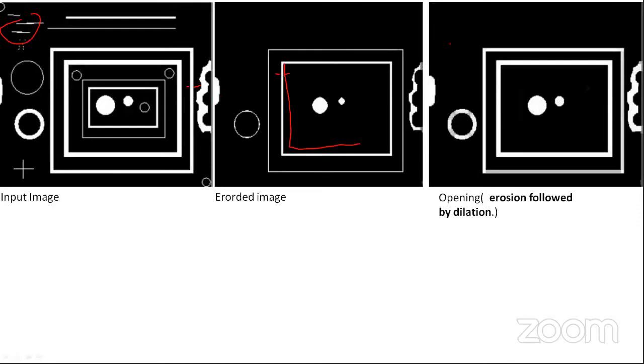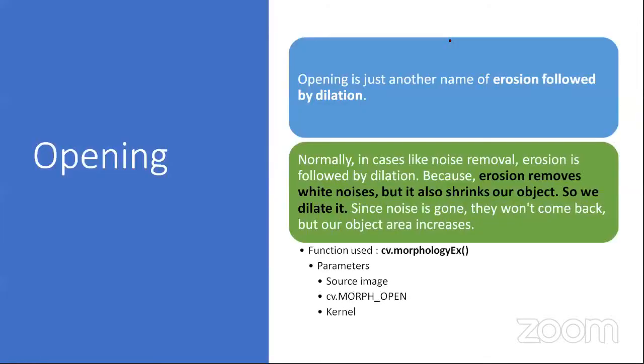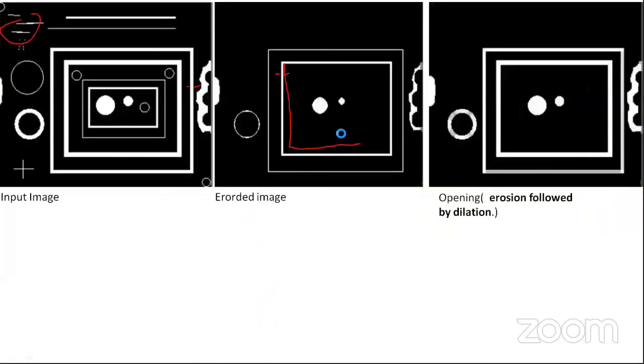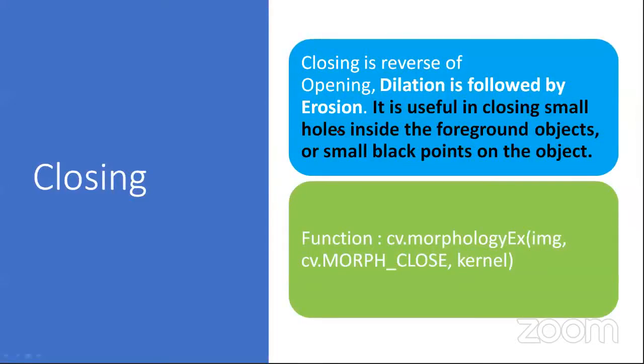So here you can see, this is how we do it. First we erode the image and then we dilate it. So we do not perform these operations one by one. In OpenCV, we have a simple function, opening, that will make sure that first it erodes the image and then it dilates the image. And we have closing also. Closing is just the opposite of opening.